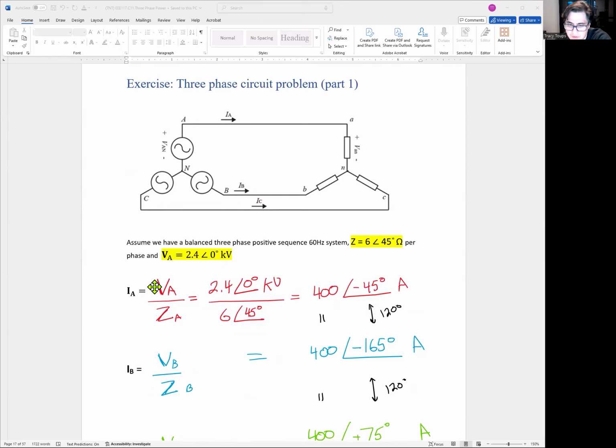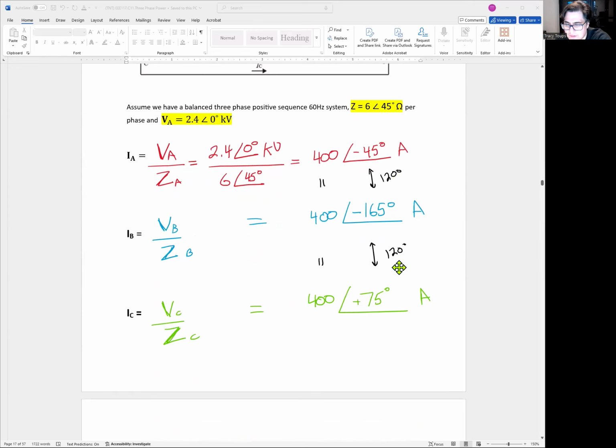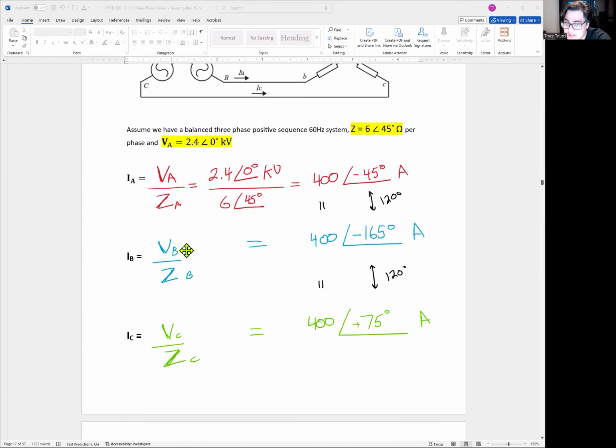So it's just simple. Current is just Ohm's law, VA over ZA, and you get 400 angle negative 45 degrees amps. IB and IC can easily be solved because it's the same magnitude, since it's a balanced three-phase system, positive sequence. So use 400, 400, 400, and just make sure you subtract 120 degrees between A and B. And then you could subtract another 120 degrees between B and C, or you just add 120 degrees between A and C. Either one works.